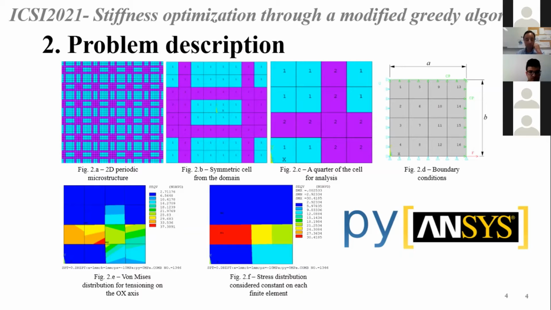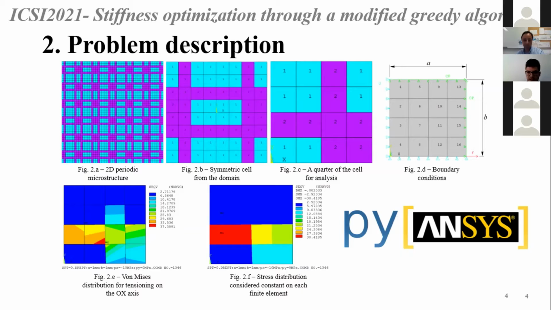And the objective is to find a material distribution that ensures extreme effective properties. For this purpose, we identify a representative cell. You can see it in figure 2b. And to further simplify the results, we analyzed only a quarter of it due to symmetry conditions. Figure 2d shows the boundary conditions we applied to our cell.